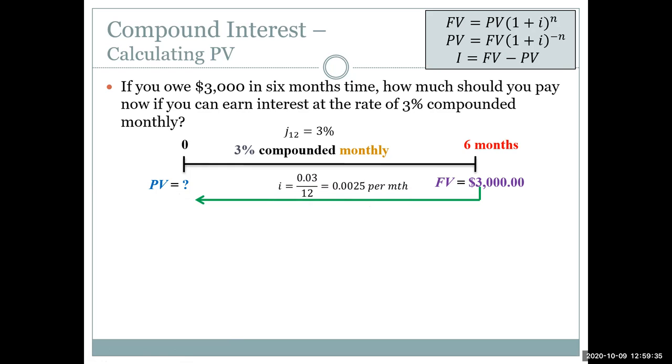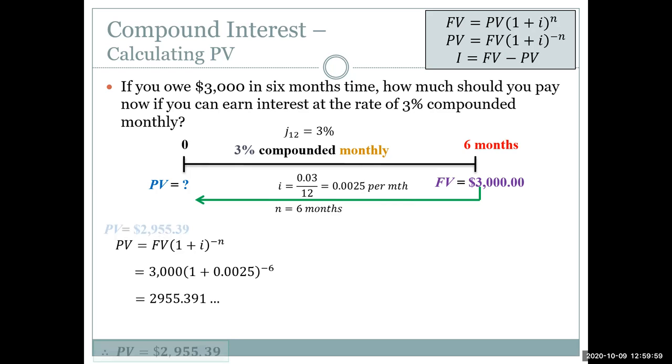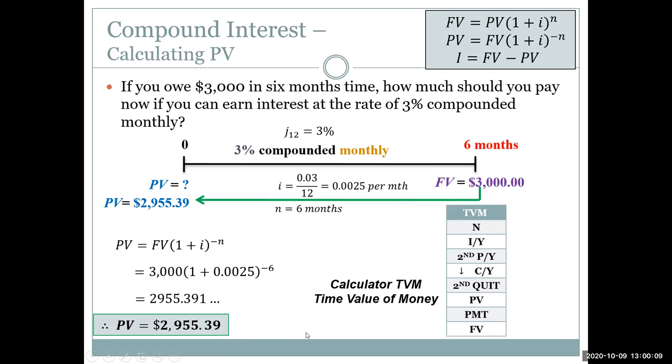Follow our same procedure, periodic rate, 0.03 over 12, 12 because of the compounding monthly, 0.0025 per month. And then how many months? Well, we're told it's 6 months. Using our formula, plugging in the values, doing the calculator work, and then rounding to two decimal places for the pennies, today we would only have to pay $2,955.39. And there's our TVM once again.